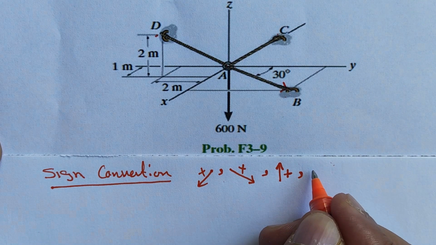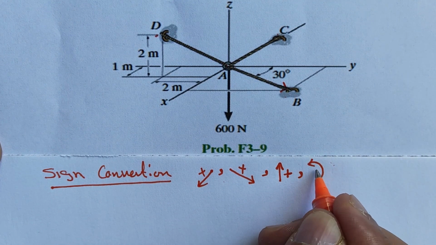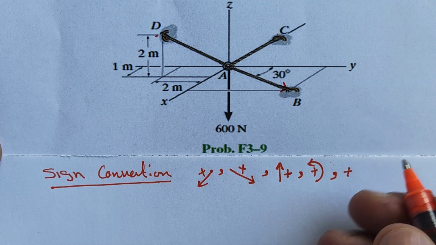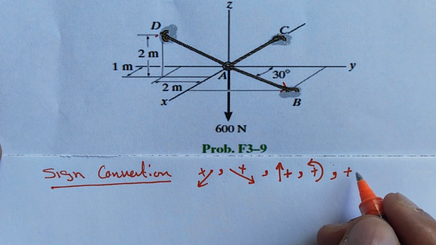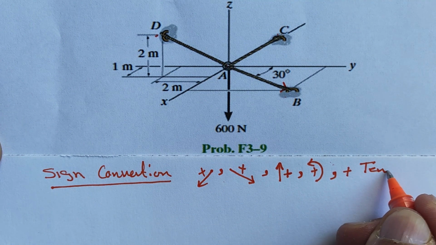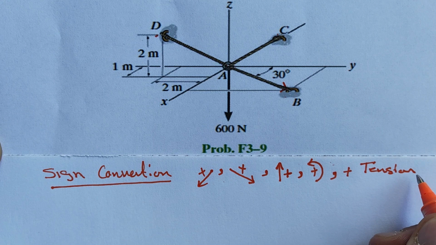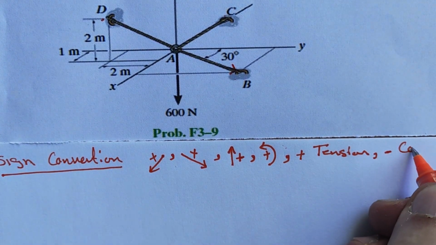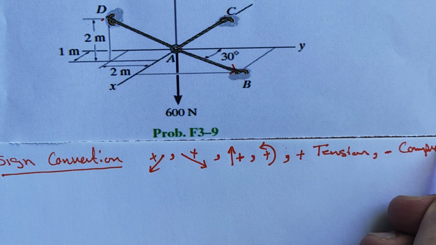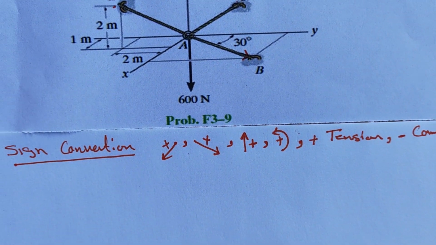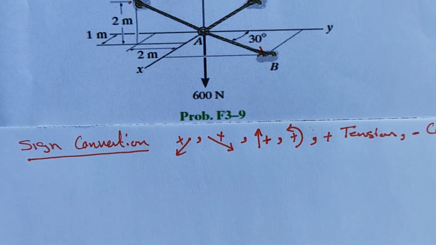And if we have a moment, then we will take anti-clockwise to be positive. Positive results mean tension. Negative results mean compression. So now we have defined our sign convention.